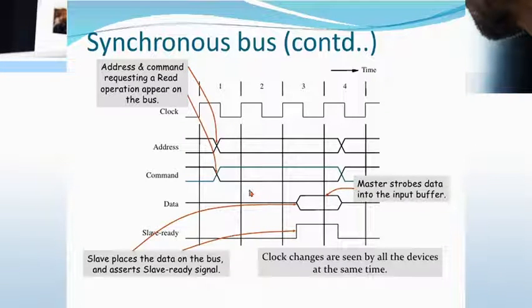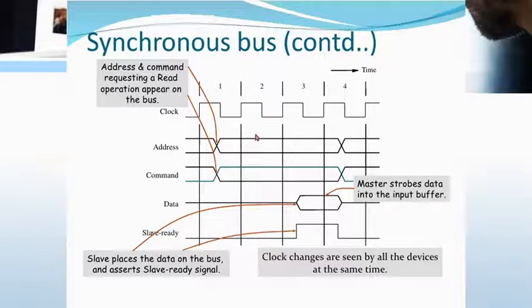Moreover, the synchronous bus also follows the master and slave concept. Here there will be a clock signal, 0 1 0 1 2 3 4 and so on, and address, command and data. The master stores data into the input buffer, then the slave places the data on the bus and asserts the slave ready signal. Clock changes are seen by all devices at the same time, and the address and command requesting a read operation appear on the bus. The first step is the address and command requesting a read operation on the bus.